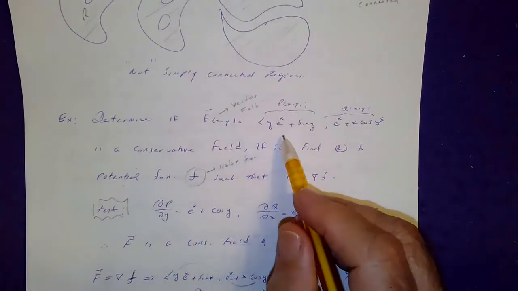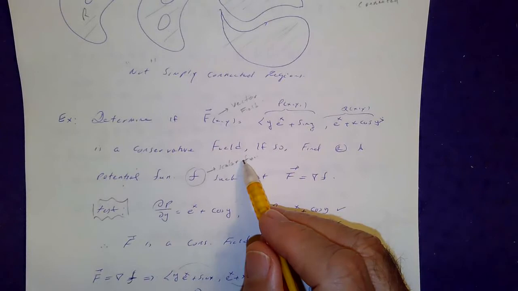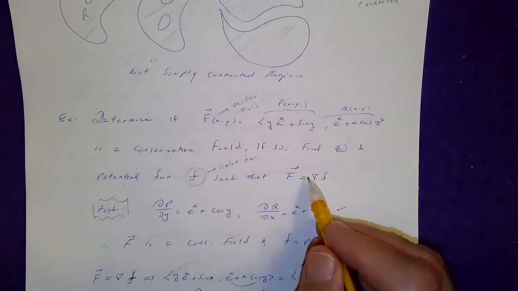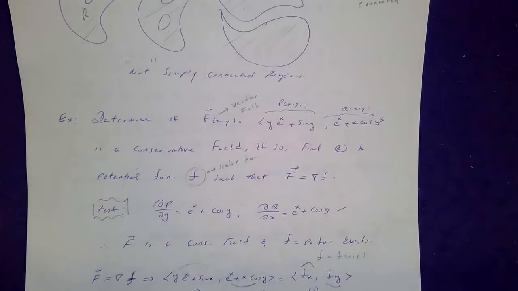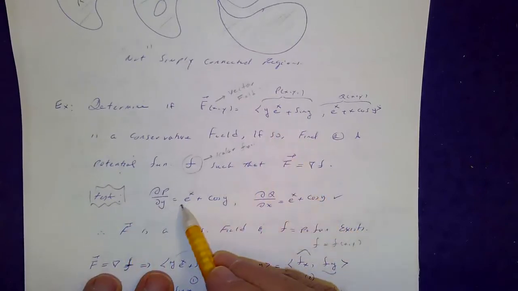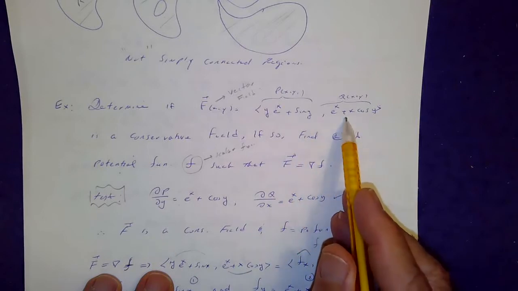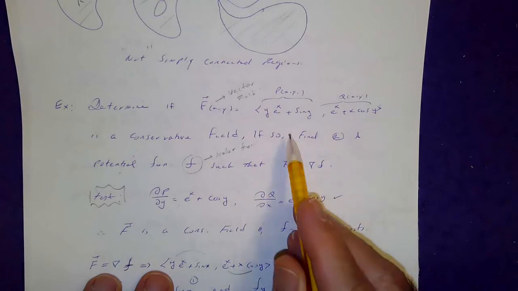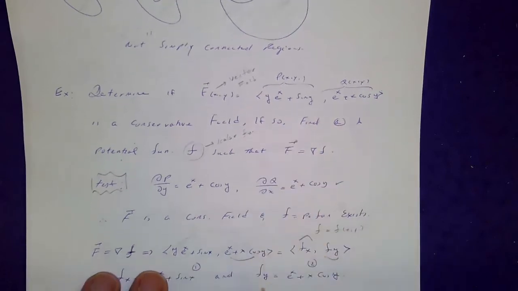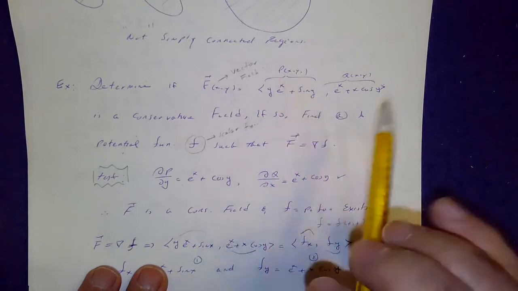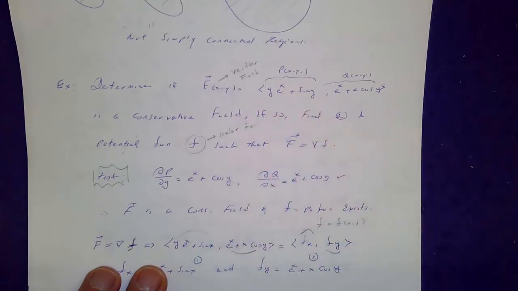The question is, determine if this vector field is conservative or not. If so, find a potential function f such that F is the gradient of that scalar function, known as the potential function. Immediately apply the test. Partial of P with respect to y, is it the same as partial of Q with respect to x? In this case, we have a match, so the field is conservative. Therefore, if you perform the line integral over this vector field, it's going to be path independent.